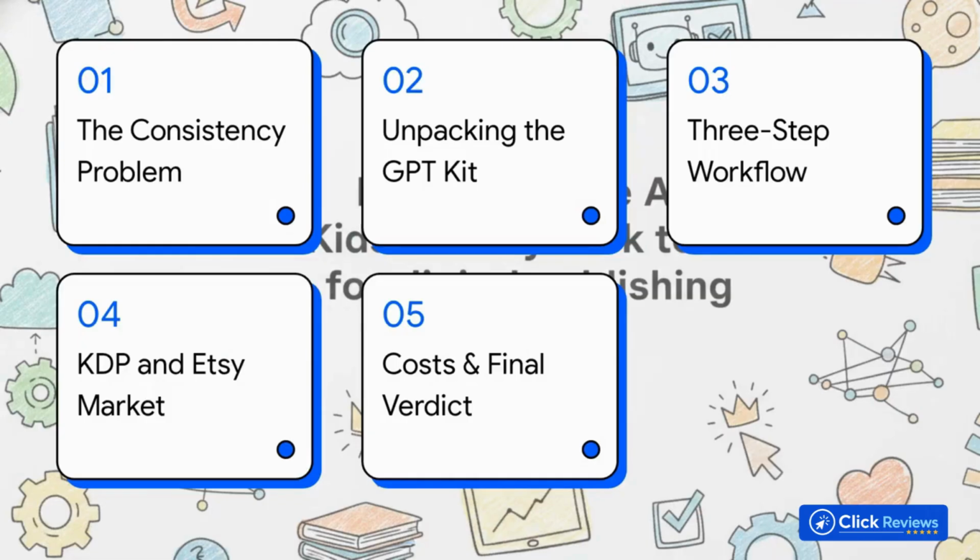All right, here's our roadmap for today. First, we'll look at the AI consistency problem. Next, we'll unpack the GPT kit itself. Then we'll walk through the three-step workflow. After that, we'll explore the KDP and Etsy market reality. And finally, we'll break down the true costs and give our final verdict.